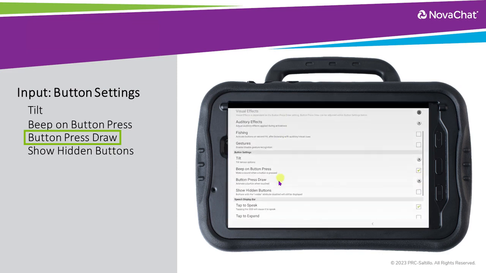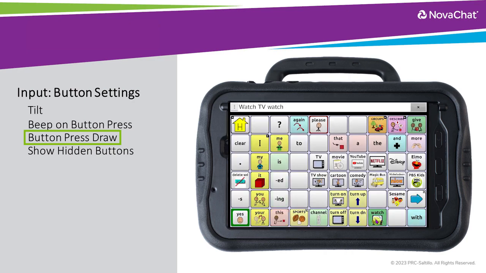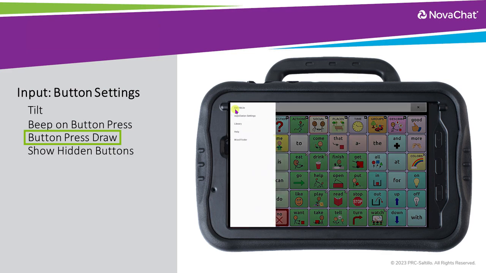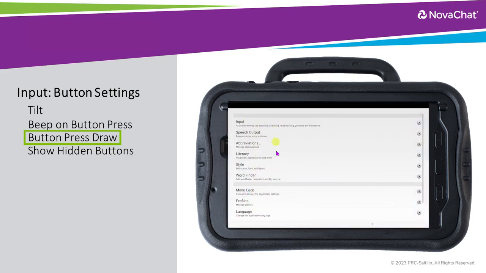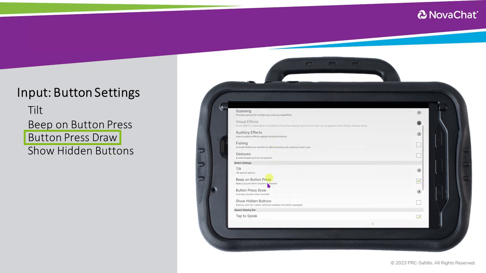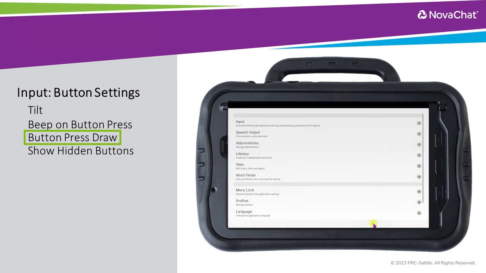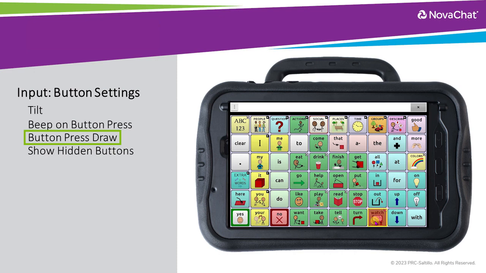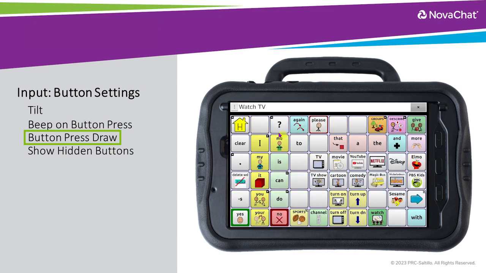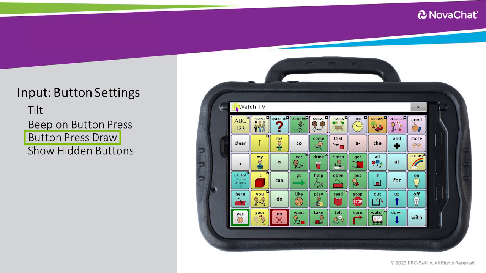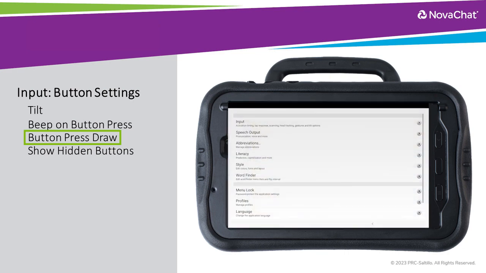If normal is selected, you will be able to enable or disable a gradient fill to use as a style of visual indication when you select a button. We will look at gradient fill later in the style settings. If visual effect is selected within the Button Press Draw menu, you can select from a variety of visual effects to use as the visual indication when you select a button. The visual effects setting in the Button Press Draw menu must be turned on for visual effects to work in the Access menu. To learn more about visual effects, navigate to the Visual Effects chapter of this video.